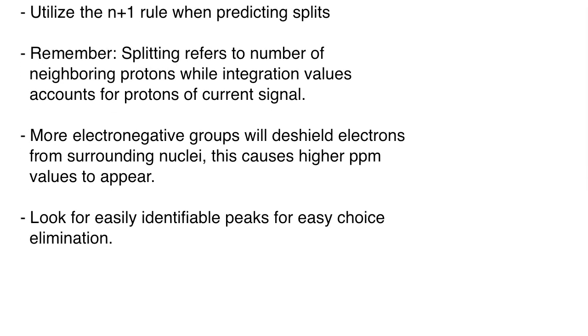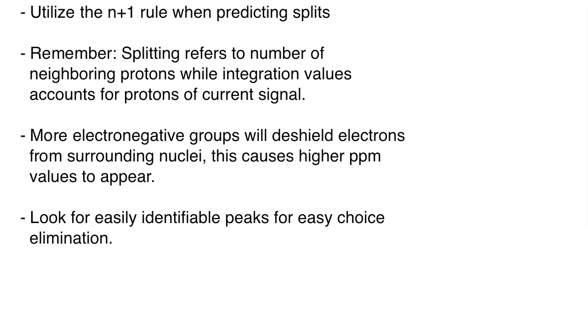Remember that splitting is going to refer to the number of neighboring protons, while integration values are going to account for the protons of the current signal. So, one more time, do not end up thinking, oh, I see a triplet, so therefore this must be a CH3. The splitting has to do with the number of neighboring protons. It does not have anything to do with the current number of protons for that signal. That's what the integration is there for, right? And the ppms are there to help you figure out approximately how shielded or deshielded these protons are, which is telling you something about their environment, the way they're set up in the chemical structure.